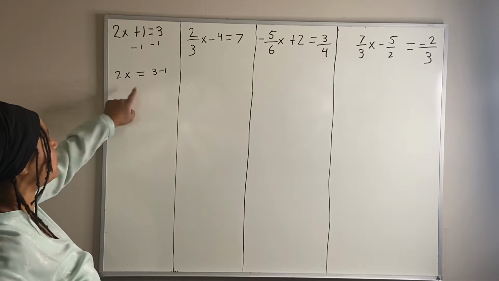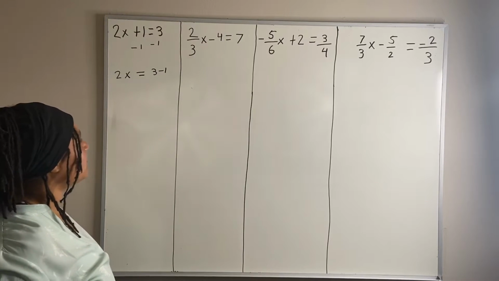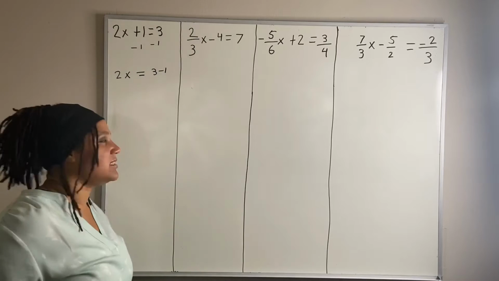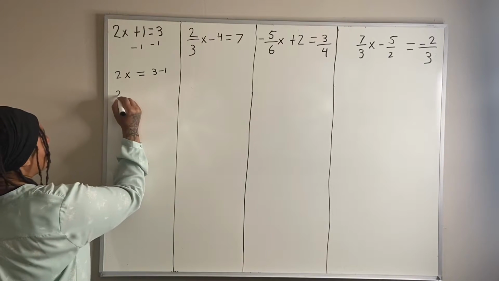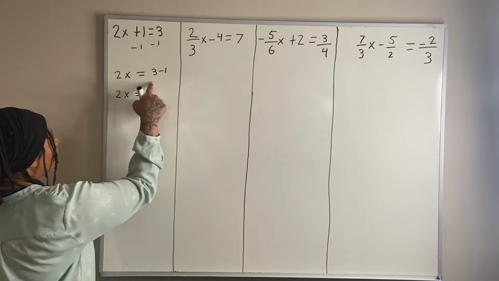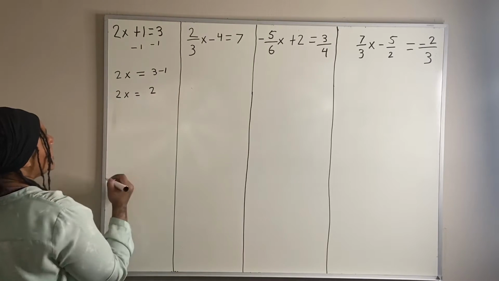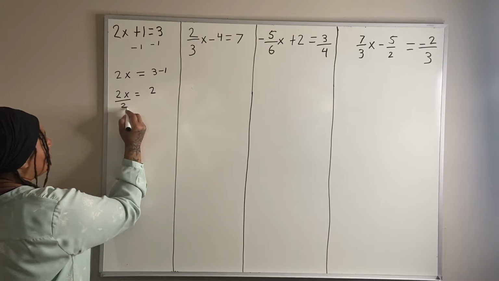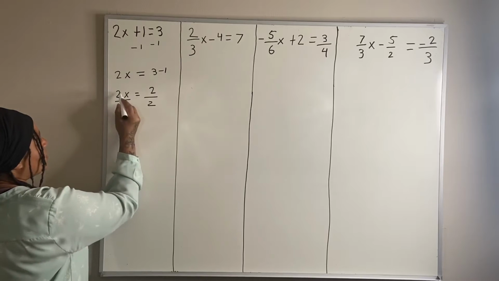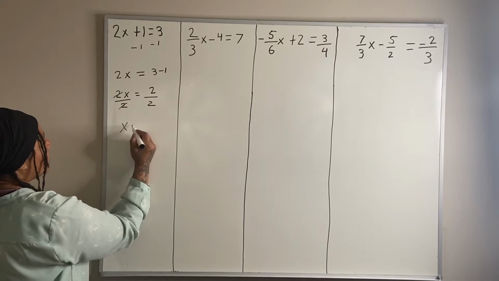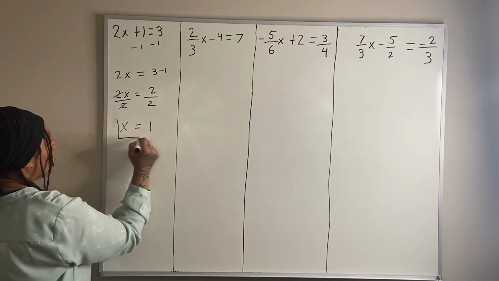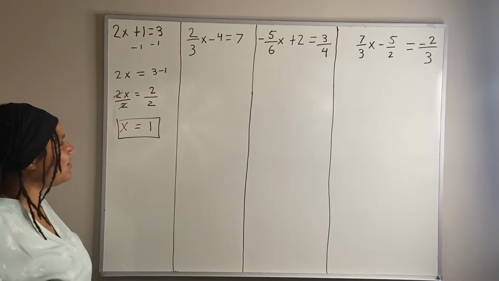So now we have 2x on the left side of the equation and 3 minus 1 on the right side of the equation. So now I'm just going to take it a step further. 3 minus 1 is 2. And now we are going to divide both sides by 2. So the 2's cancel here and we are left with x is equal to 1. Okay? There we have it for our first example.